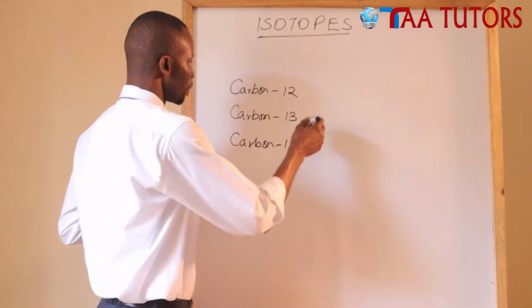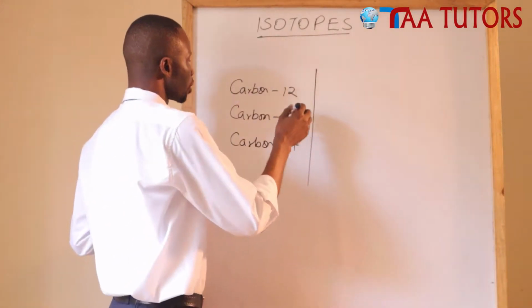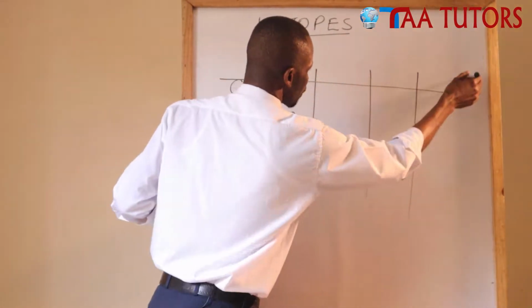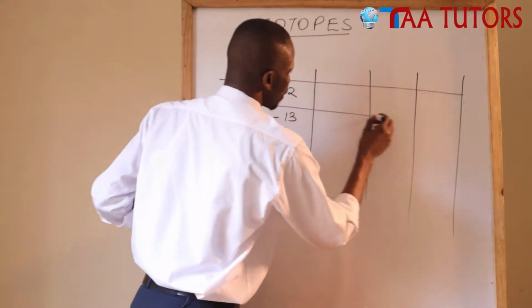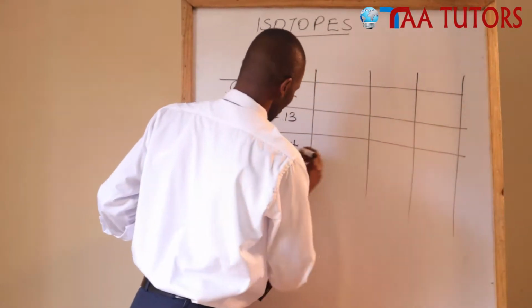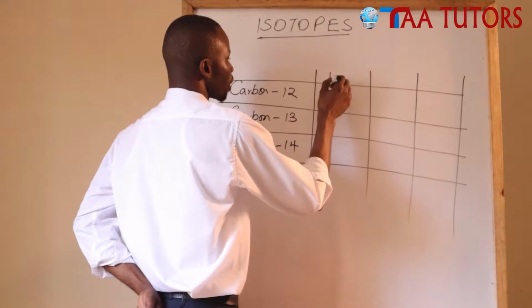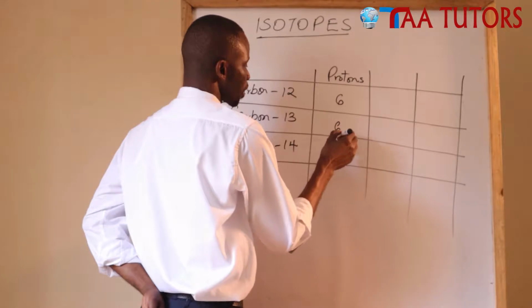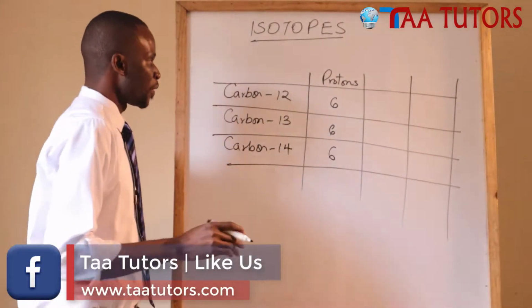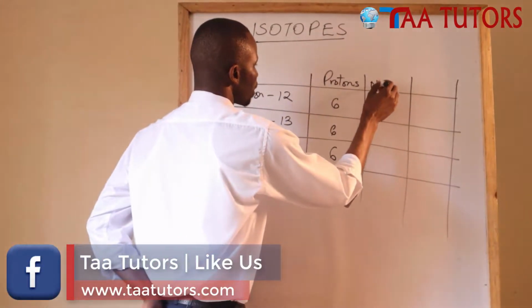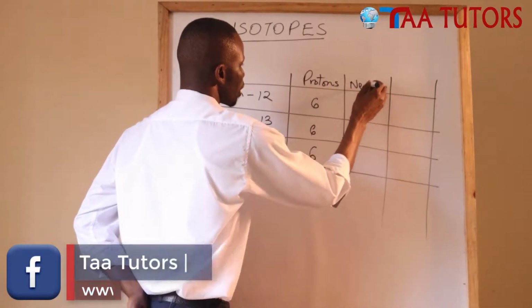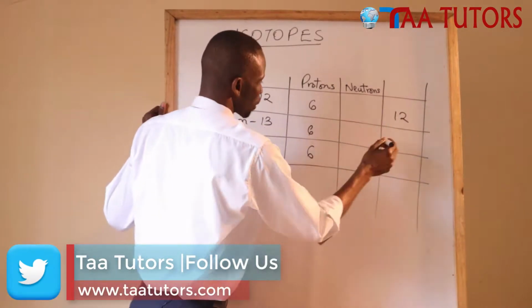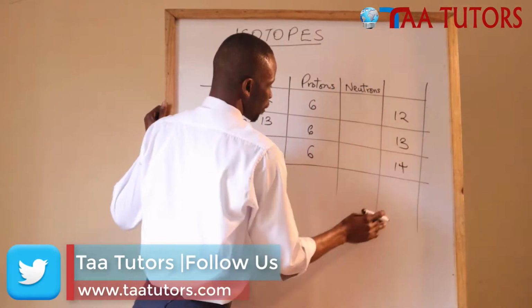We all know carbon is the element, and its atomic number is 6. The atomic number is the same as the proton number. So protons are 6, 6, 6 for all of them. Then the neutron number: the mass number here is 12, the mass number here is 13, the mass number here is 14.